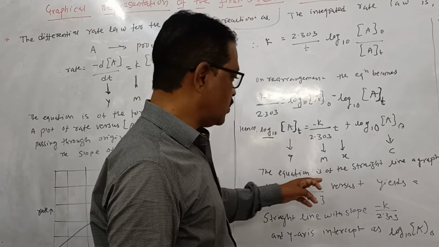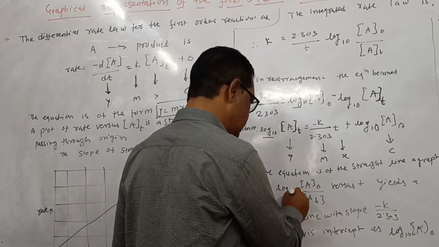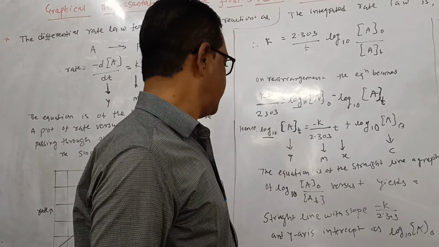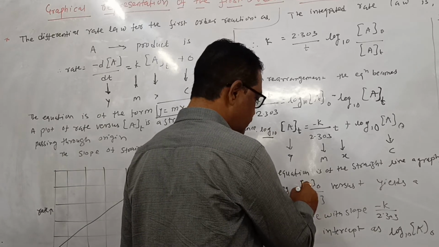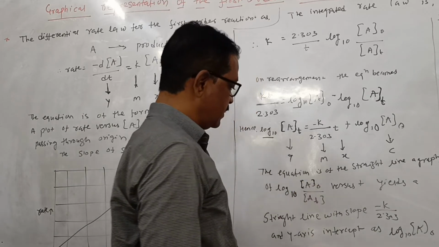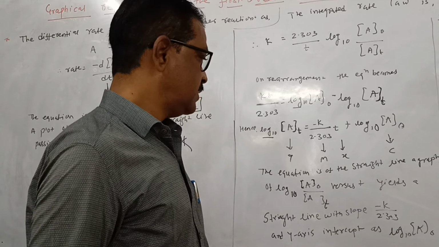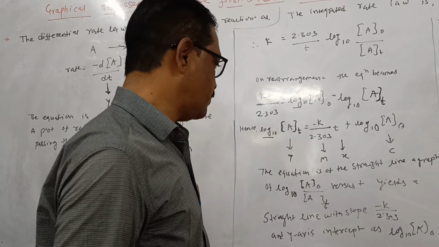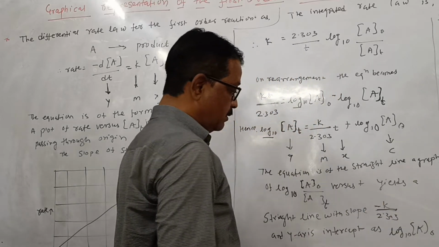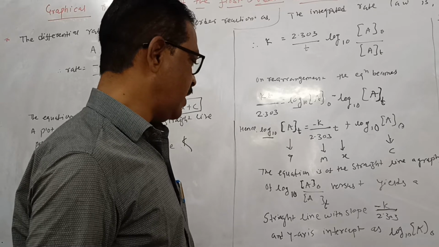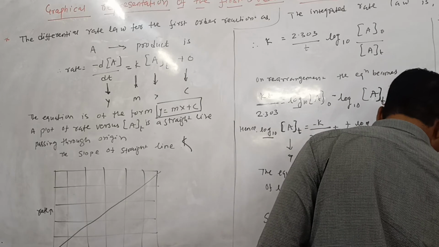Then the equation is of the straight line graph of log 10 concentration A0 upon A at time t versus t. It's a straight line with slope minus k upon 2.303 and y-axis intercept as log 10 concentration A0.